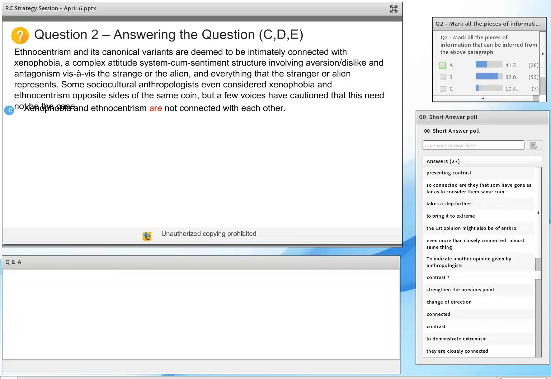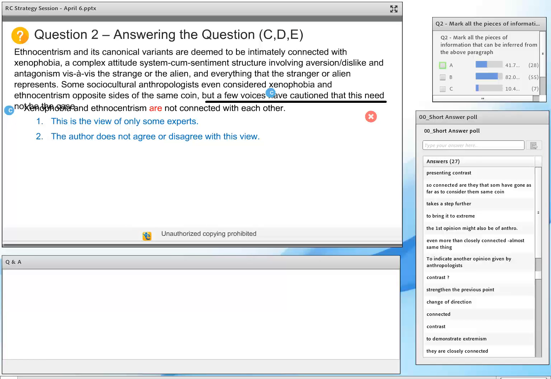Let's come to choice C. XP and EC are not connected with each other. Now, this is not even stated in the passage. So over here, again, a few voices have cautioned that this need not be the case. You can say that this information comes from this part of the passage. Again, this is the view of only some experts, so it cannot be inferred.